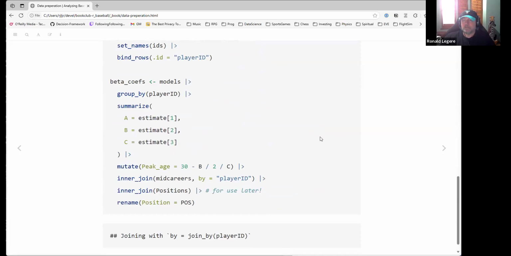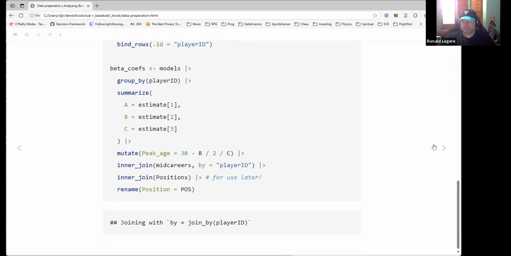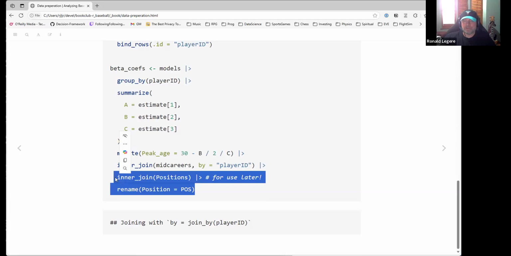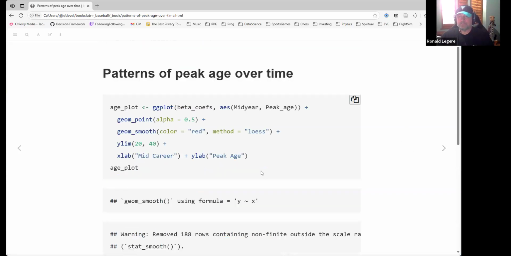So now we've got basically a data frame with peak age and the mid year and the position they're playing. I actually added this in because it was just too much for me to repeat myself yet again for the last section when we already did all the calculations. So I just said, let's just throw the position on this table. So when we do the next section where we're talking about position, I'll have it already to go. I already have the data calculated. So first, the patterns of peak age over time.